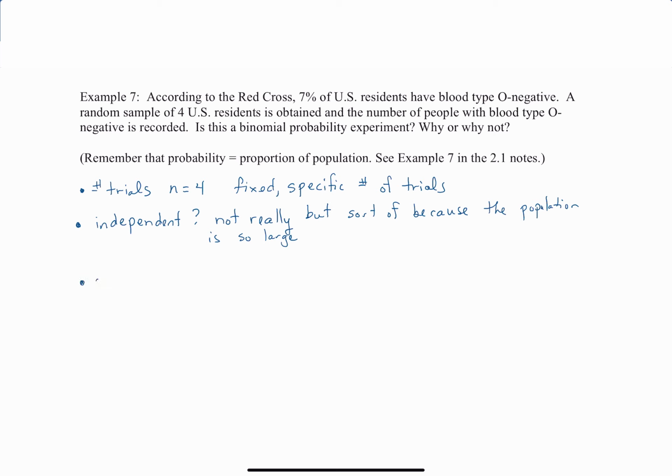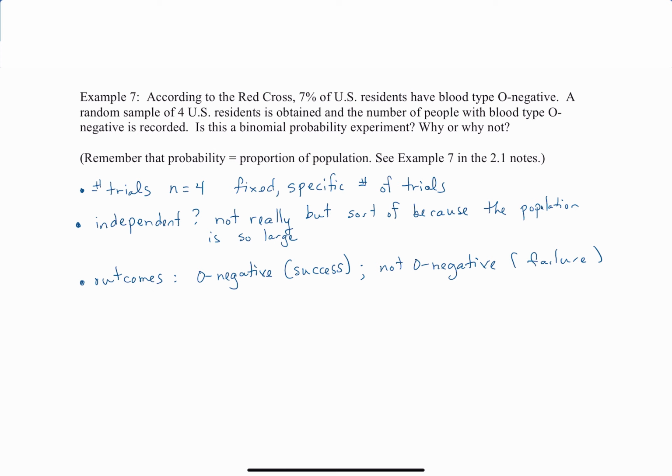We need to know that there's 2 mutually exclusive outcomes. And as always, to know what the outcomes are, you should see what's being recorded. Well, what's being recorded is the number of people with type O negative blood. So one outcome is O negative, and since that's what we're recording, that's what success is in this experiment. And the other outcome is not O negative. So that's what would be considered failure.